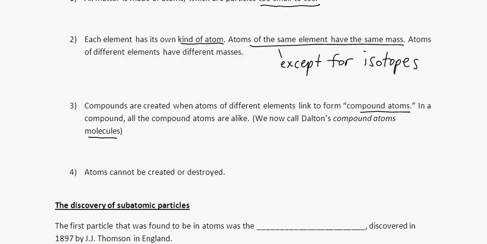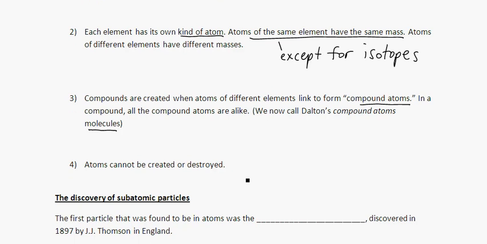In the fourth part of Dalton's theory, atoms cannot be created or destroyed. Is that true? Well, more or less, yes, but again, there are some exceptions, except for nuclear reactions. Okay, so in a nuclear reaction, the atoms actually change and new elements are formed. So you could get one atom that is splitting into two smaller atoms. So in that sense, you could say that atoms can be created.